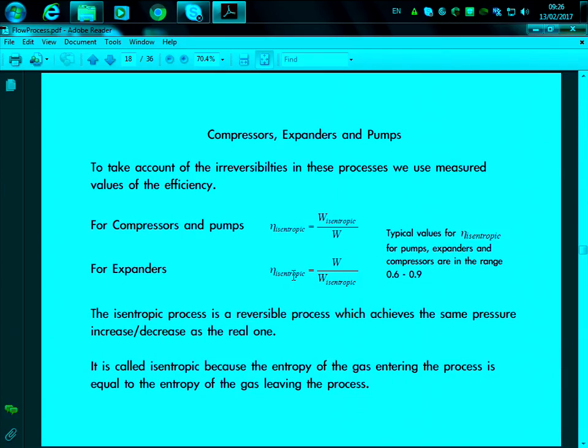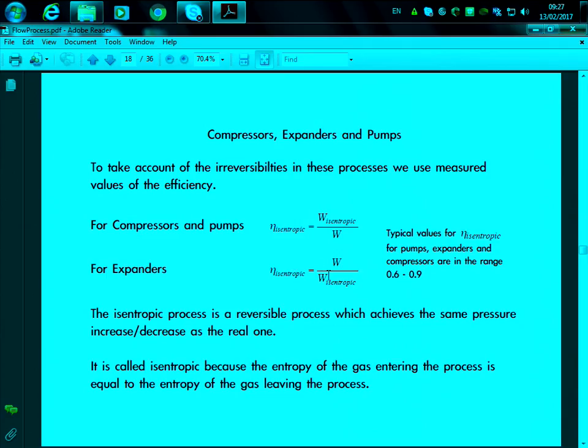In expanders, we use the same relationship but we switch the numerator and denominator of this equation, and then we have the work over the isentropic work that is calculated. So again, we can obtain the real work of the system, that is produced in this case, by multiplying this efficiency times the isentropic work.